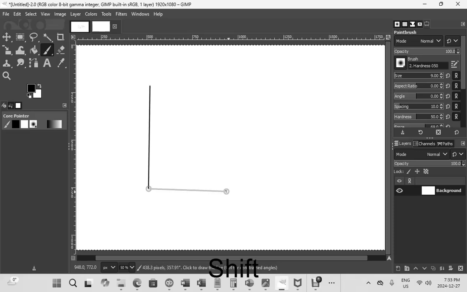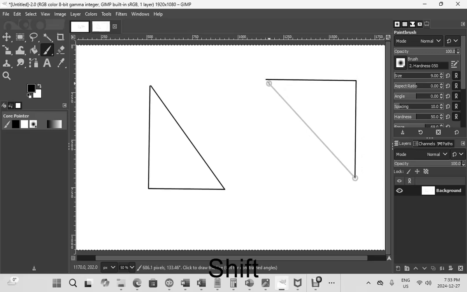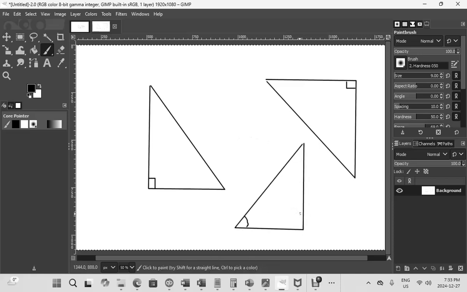Which means your triangle looks something like this, or something like this, or something like this. This is basically your right angle triangle because it has a right angle over here. This is 90 degrees.